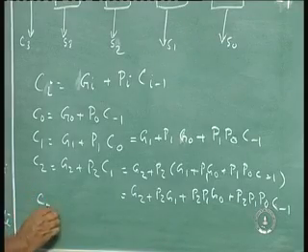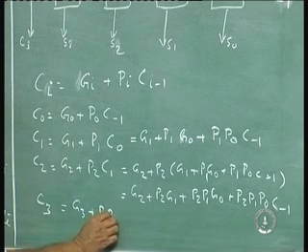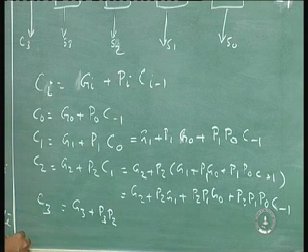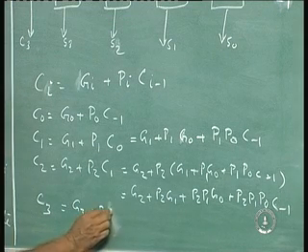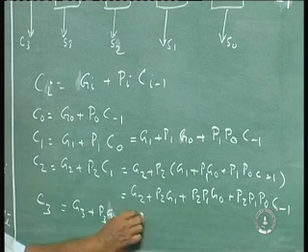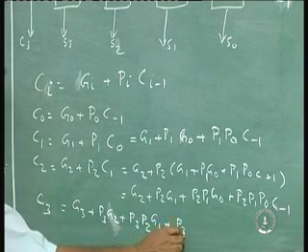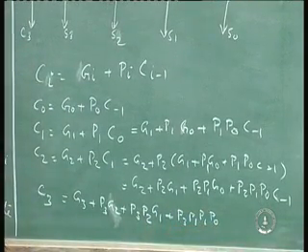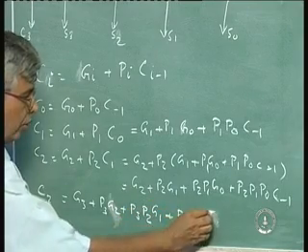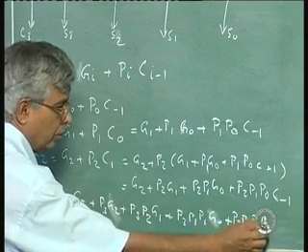And then you can write by induction. C3 would be G3 plus P3 G2 plus P3 P2 G1 plus P3 P2 P1 G0 plus P3 P2 P1 P0 C minus 1.